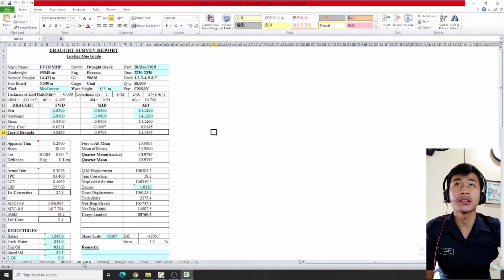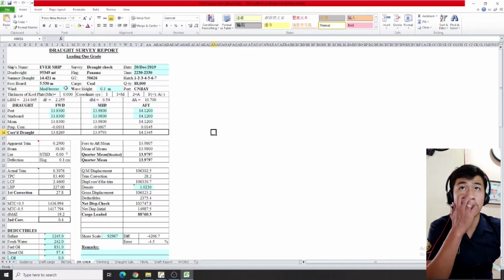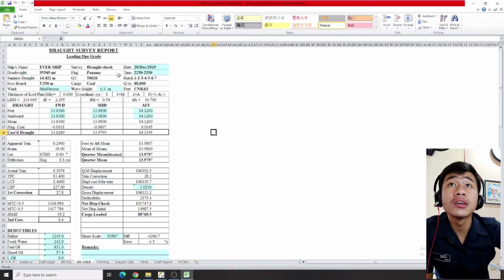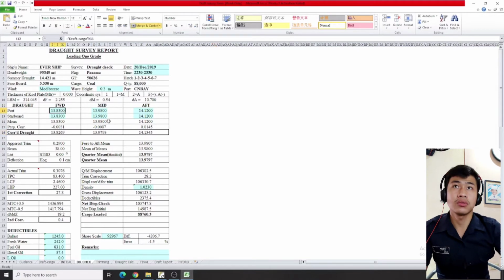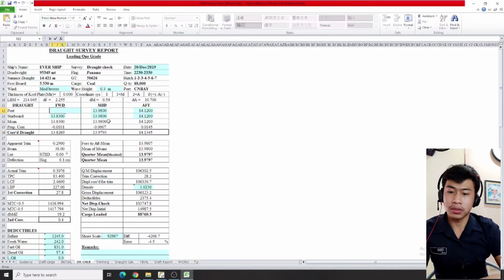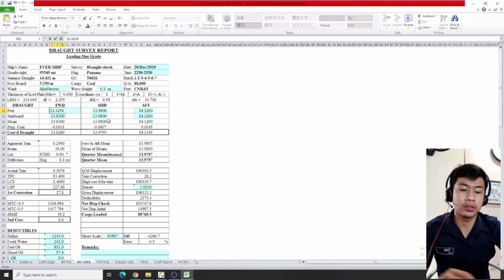Next is draft check. This is for loading. It is just the information and the readings of the aft, mid, and forward draft, for port and starboard, and its mean draft. Directional draft. So let's try to put in some other numbers. 12.254, I guess. Voila.